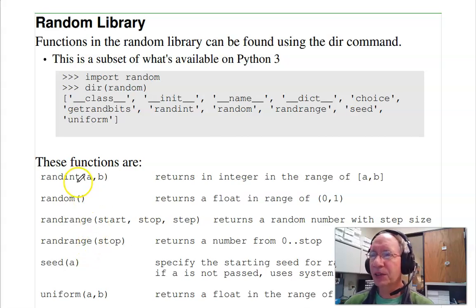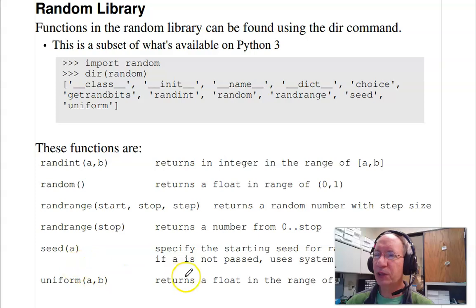The functions that are available in MicroPython: randint gives me a random integer in the range of a to b. random is a random number between 0 and 1. randrange of start, stop, and step, for when I want to go from 1 to 3 in steps of 0.5. randrange of stop, say randrange of 6, gives a number between 0 and 6. seed initializes the random number generator. If you don't do a seed, it'll use the system clock, system time. And uniform returns a uniform distribution in the range of a to b.